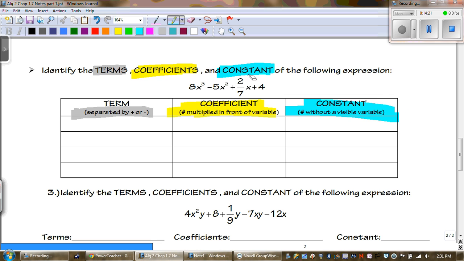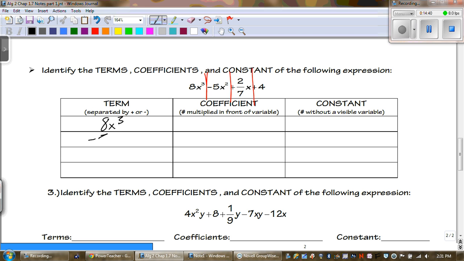Okay? So looking at those three things, our terms are separated by those signs. Okay? So we have four terms here. We have the 8x cubed, negative 5x squared, 2/7 x, and then positive 4. Okay? And remember that the coefficient is the number out front. All right? That's being multiplied by the variable. Okay?